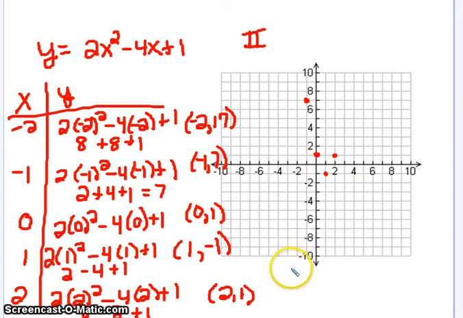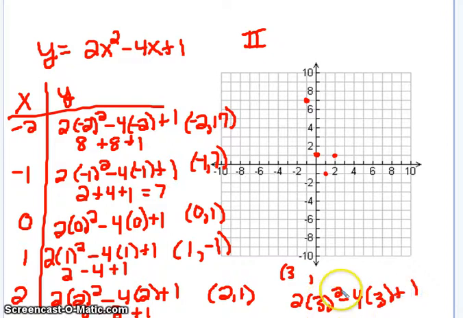What happens if I have a 3? If I plug in 3, then I get 2 times 3 squared minus 4 times 3 plus 1. Well, 3 squared is 9, and 9 times 2 gives me 18. Then I have negative 4 times 3 gives me minus 12, and plus 1. Well, 18 minus 12 is 6, and 6 plus 1 is 7.